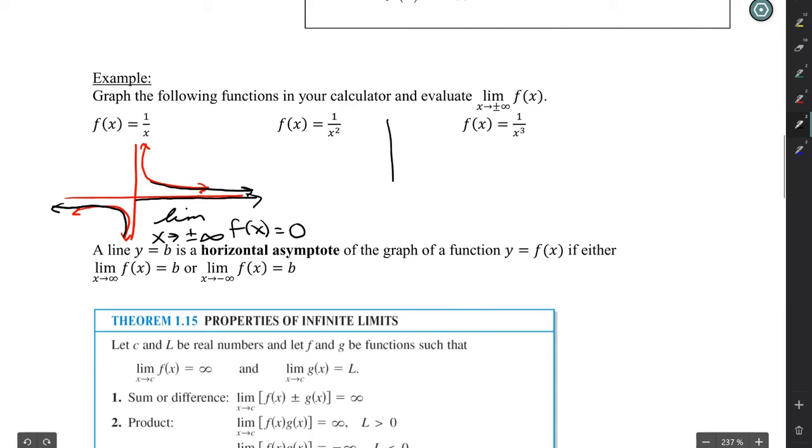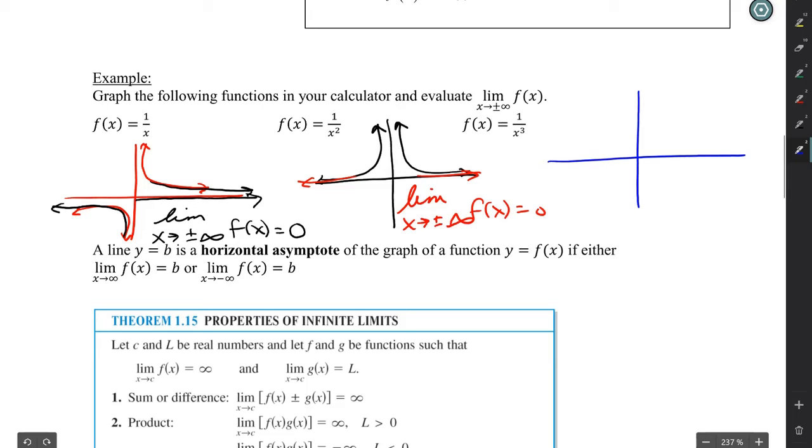For the second example, this would look like a volcano, and the same thing happens. As I approach infinity or negative infinity, I'm going to approach 0. So here it's the same limit. The limit as x approaches positive or negative infinity of f of x is 0. The third graph looks similar to the first graph.